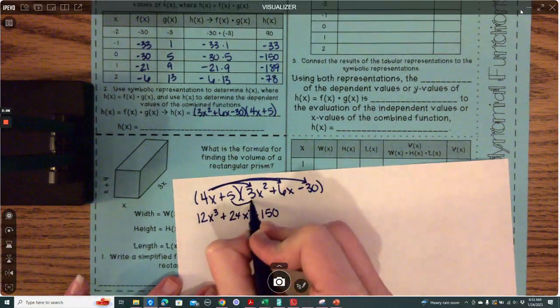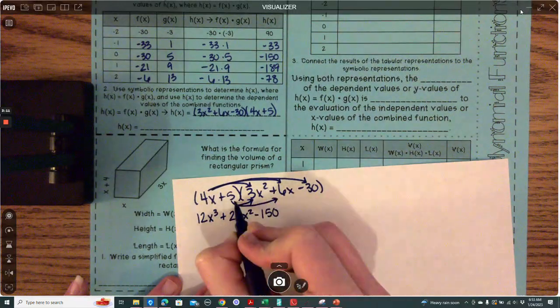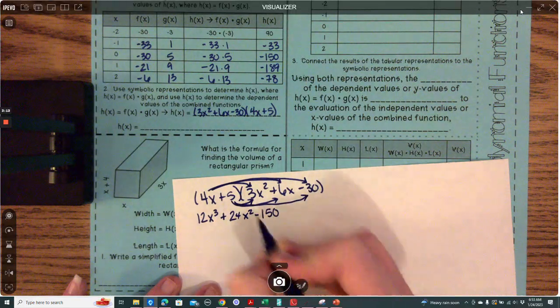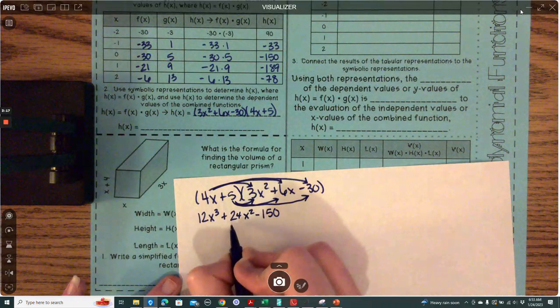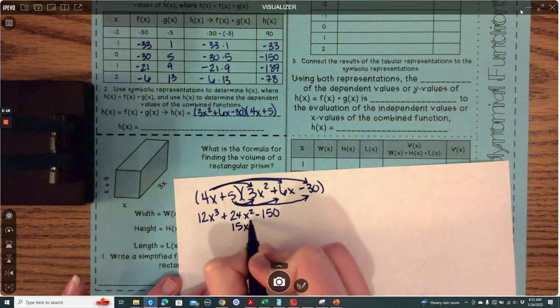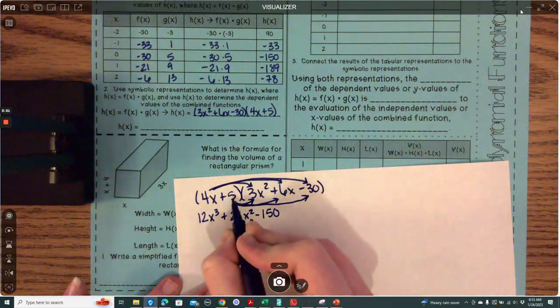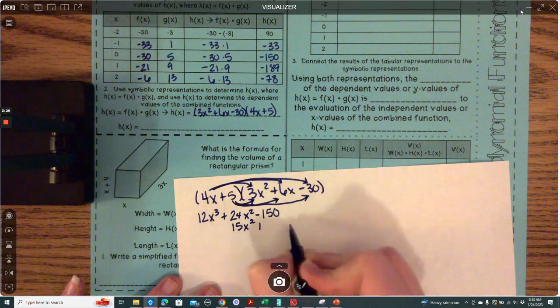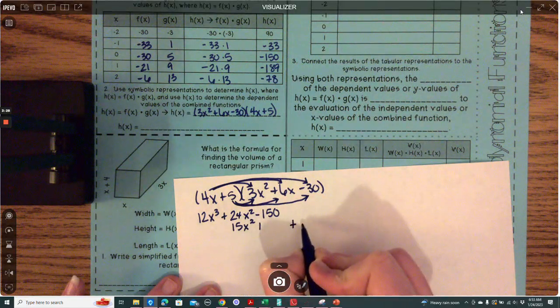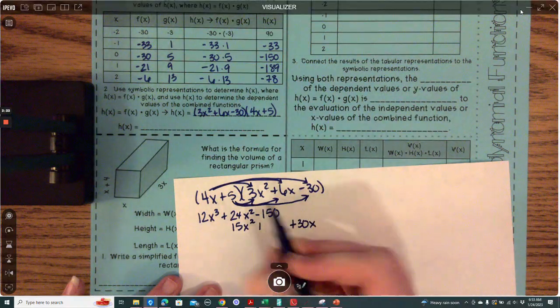And then I can do the same thing. I can distribute the 5 across all three terms. So 5 times 3 is 15. And then it's going to be an x squared. So I'm just going to go ahead and line it up here with the other x squared. 5 times 6x is a positive 30x. So I'm going to stick that one down here, positive 30x, and you'll see why in a second.